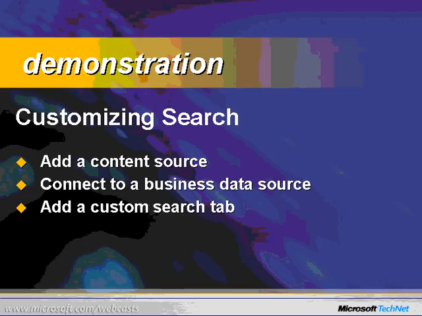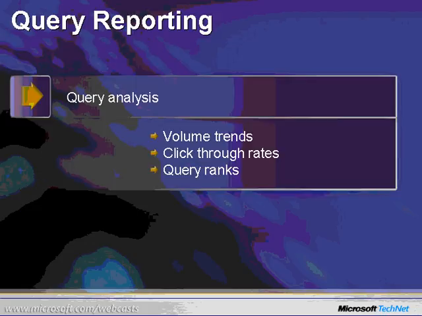So what are some things we can do? Now, folks, one of the best ways we can improve relevancy inside of any organization is by improving our query results. And how do we know what people are looking for? We can look for volume trends. We can look through click-through rates. We can look for just general analysis of what kind of queries people are running.